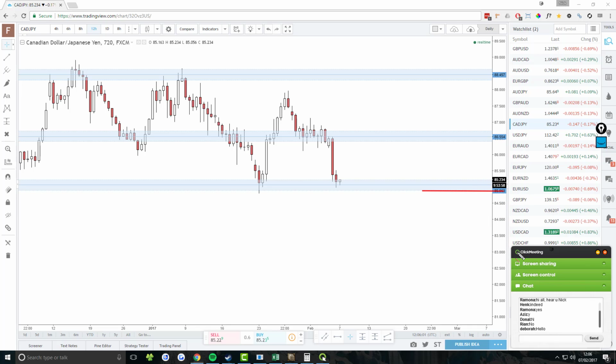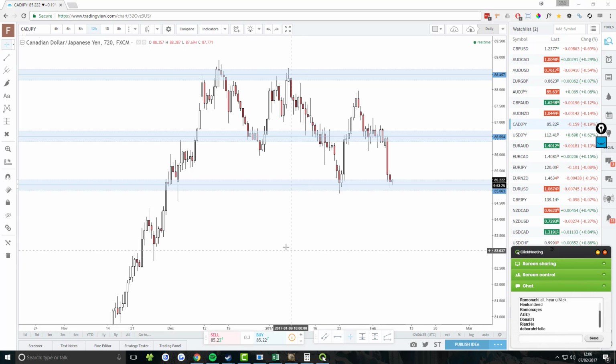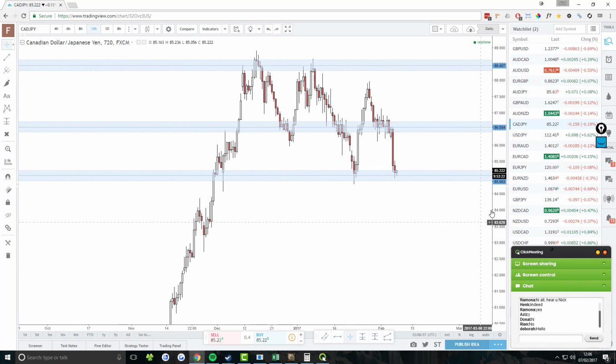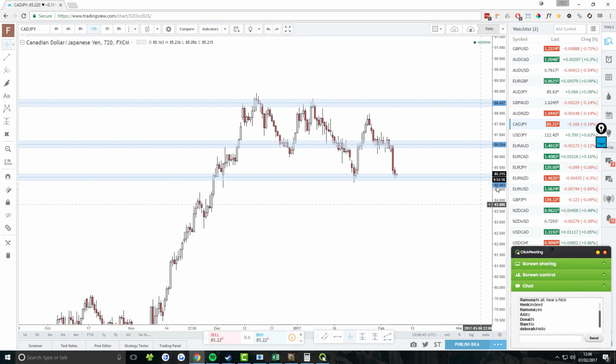So 85.00 is here. The major psych levels are the big rounded numbers. So 84.00, 85.00. Those are the major psych levels. But this one is even more significant because it's in between. It's in between the 80 and the 90. Psychological levels are just areas that have some significance to people. So they're kind of like a self-fulfilling prophecy. Because people think the number is significant, they tend to place their stop losses around there. So the 85.00 is a nice rounded number. It sits in between the 90 and the 80. It's the midway point between those two.